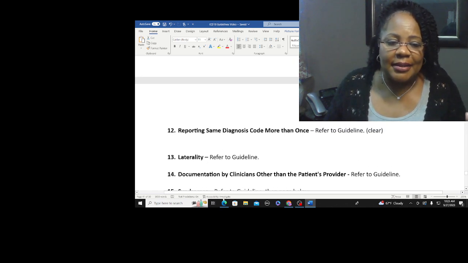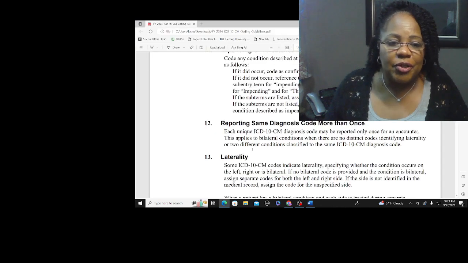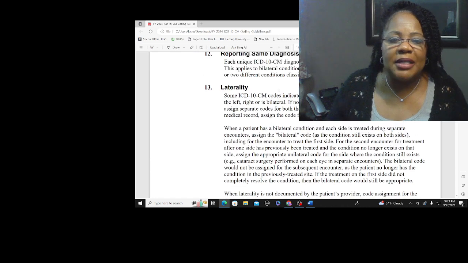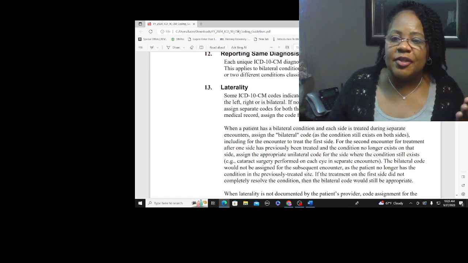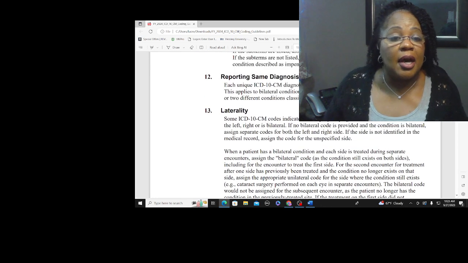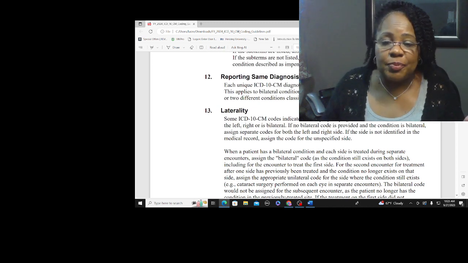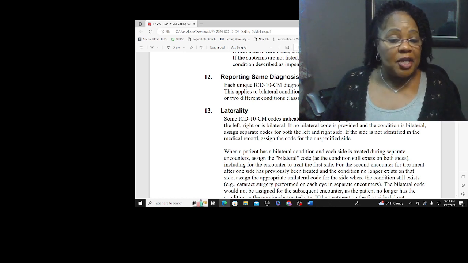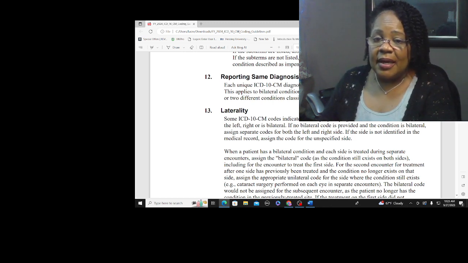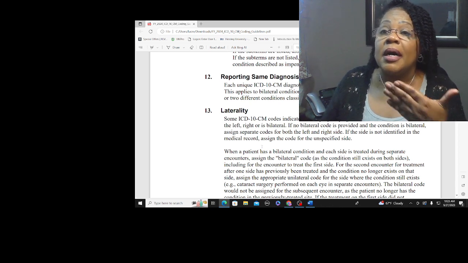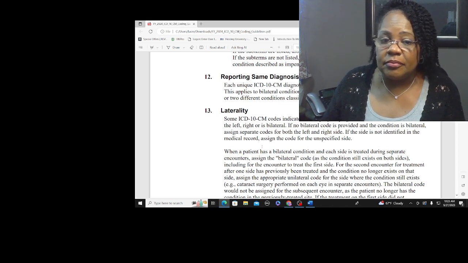And then even with laterality, let's look at 13. It says refer to the guidelines. It's self-explanatory. Some ICD-10-CM codes indicate laterality, which means right or left, specifying whether the condition occurs on the left, the right, or bilateral. If no bilateral code is provided and the condition is bilateral, then assign separate codes for both the left and right. And if the side is not identified in the medical record, then assign the code for the unspecified side.